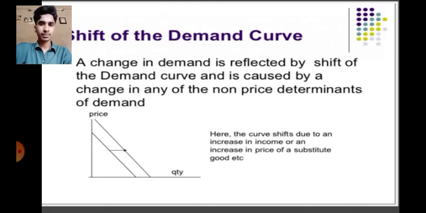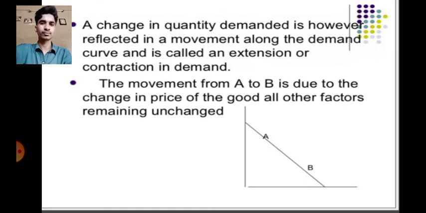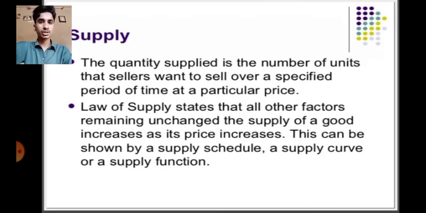Shifts of demand curve. A change in demand is reflected by a shift of the demand curve and is caused by a change in any of the non-price determinants of demand. A change in quantity demanded is, however, reflected in a movement along the demand curve and is called an extension or contraction in demand. The movement from A to B is due to the change in price of the good, all other factors remaining unchanged.